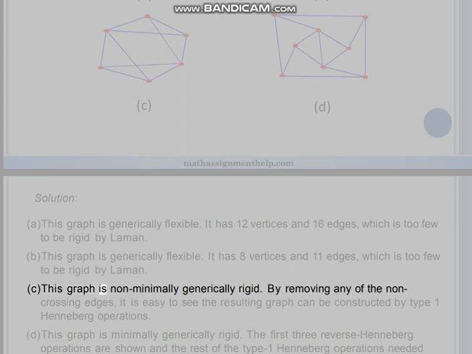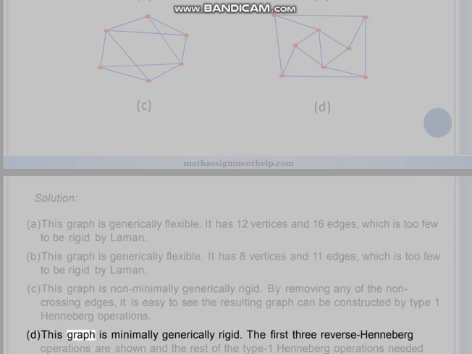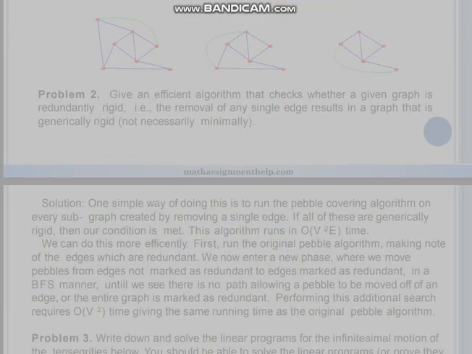C. This graph is non-minimally generically rigid. By removing any of the non-crossing edges, it is easy to see the resulting graph can be constructed by type 1 Henneberg operations. D. This graph is minimally generically rigid. The first 3 reverse Henneberg operations are shown, and the rest of the type 1 Henneberg operations needed can be seen easily.